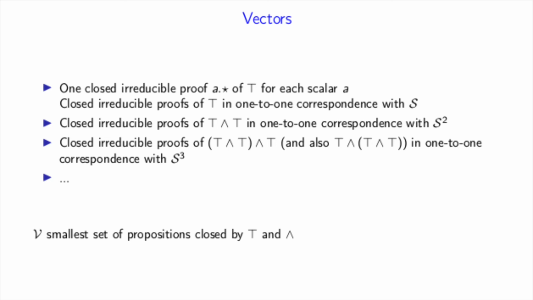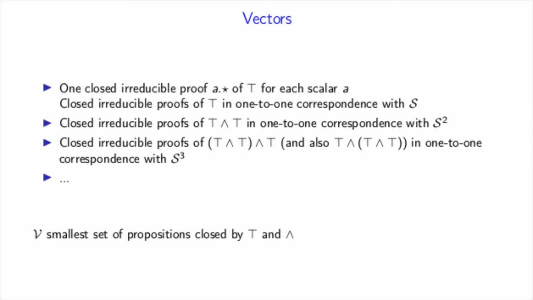Now we can see that this calculus is indeed a good calculus to speak about vectors and linear maps. So first we can remark that by construction, the closed irreducible proofs of the true proposition are in one-to-one correspondence with the elements of S, the scalars. And we can deduce that the closed irreducible proofs of true and true are in one-to-one correspondence with the elements of S squared. And in the same way, the closed irreducible proofs of true and true and true are in one-to-one correspondence with the elements of S cubed.